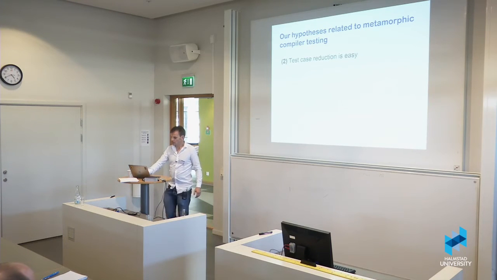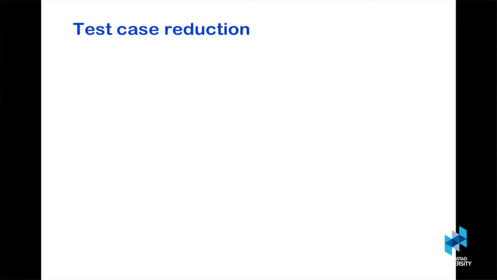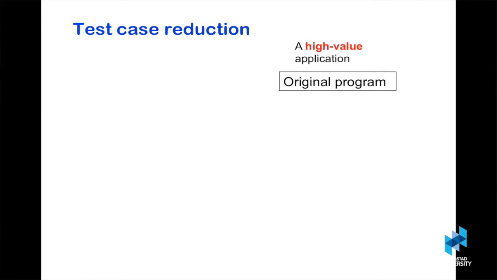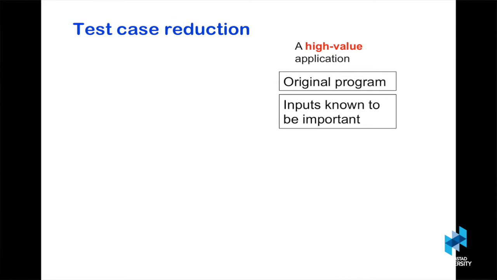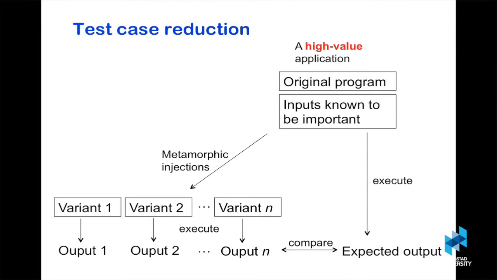Okay, so test case reduction should be kind of easy. If you've got an original program, and let's imagine it's a high-value application, come back to why that matters in a moment, and we've got some inputs that people care about, and we've got an expected output that we get from those inputs. If we then make a load of these metamorphic injections to get some variance, and we execute them, when we find there's a mismatch, okay, so we find that variant I gives a different result from the original program when we execute on the given input.